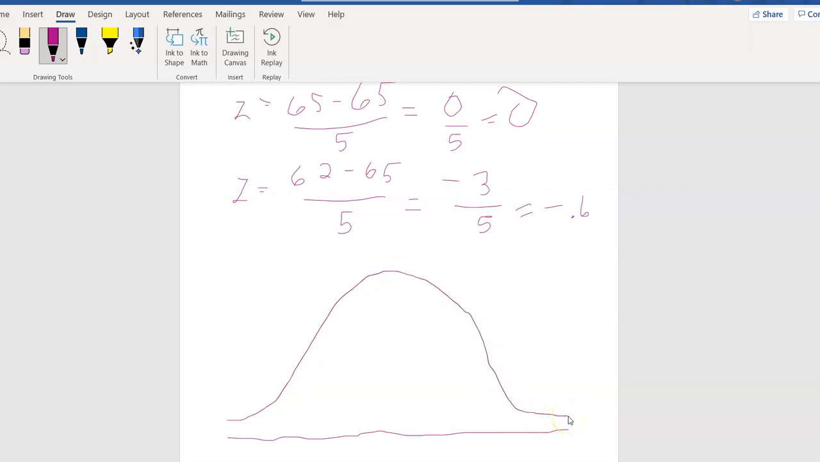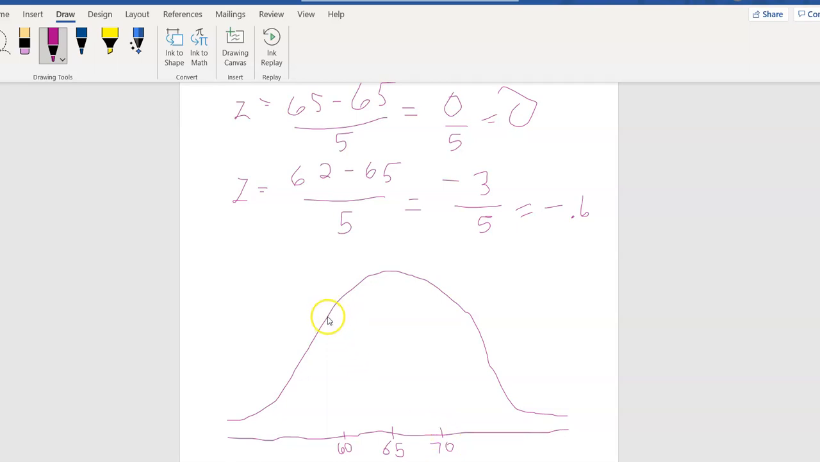All right, now, with a normal curve, the mean is always going to fall smack in the center. So our mean was a 65. The standard deviation was 5. So let's go 1 standard deviation away in both directions from 65. If we subtract 5 from 65, we will get 60. And if we add the standard deviation, we'll get 70.